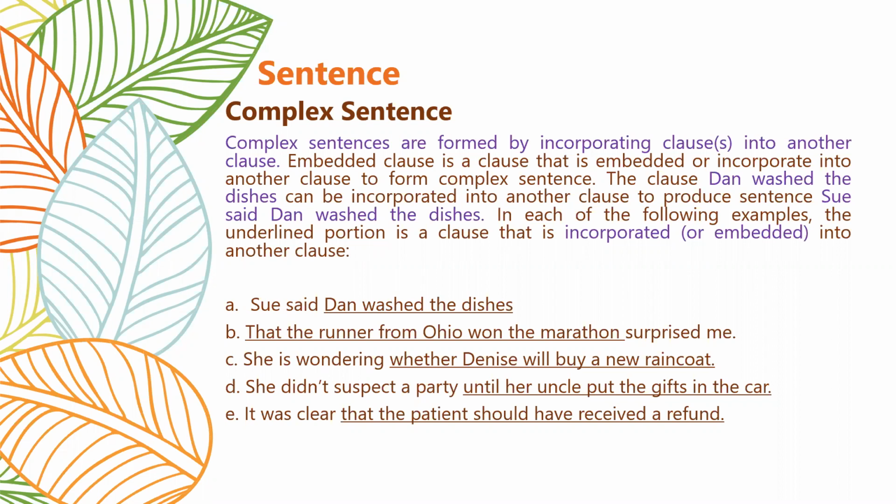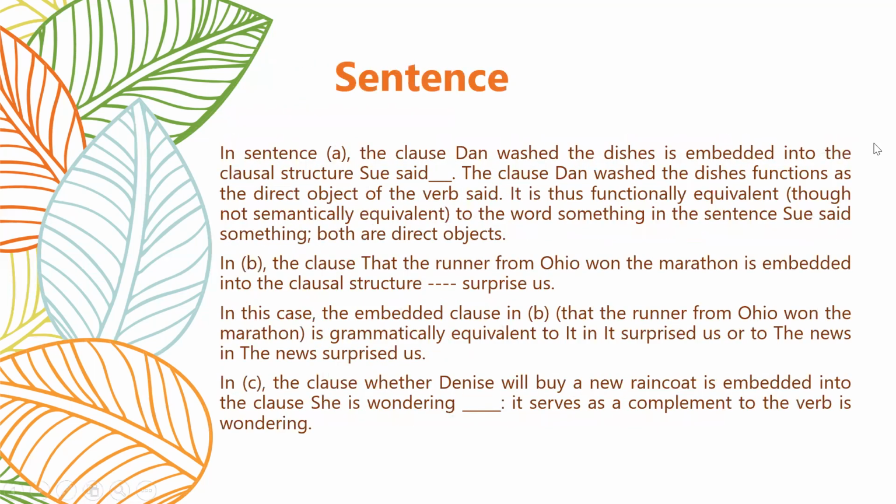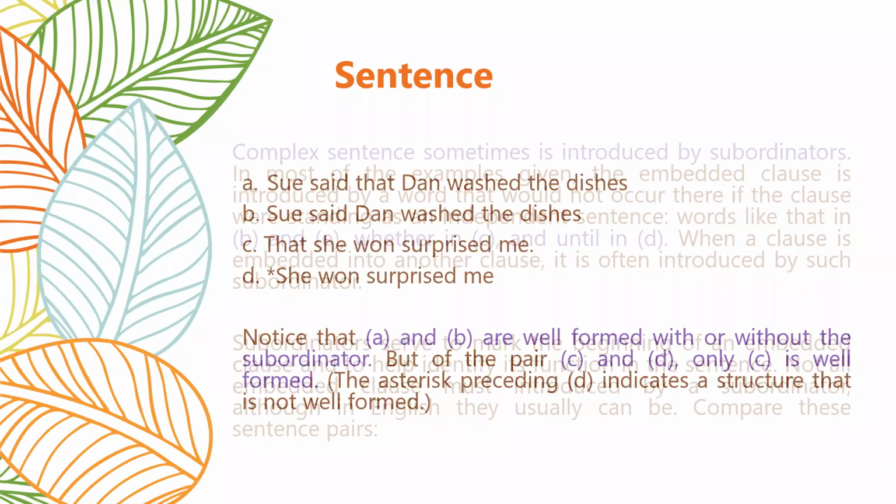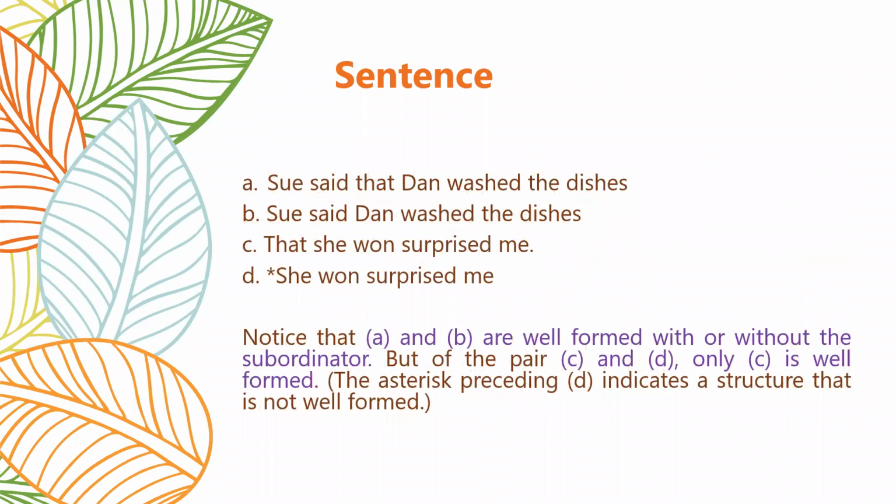She didn't suspect a party until her uncle put the gifts in the car. See, until. So it started with until, whether, when, where, that, which. So this kind of words will be used at the beginning of this incorporated sentence or embedded sentence or clause. Actually, we should call them clause. I hope you have understood it. I have already explained it, so no need to talk about it that much.